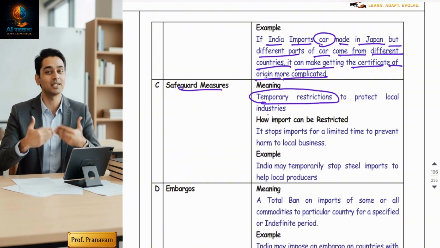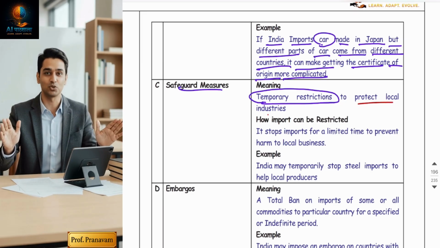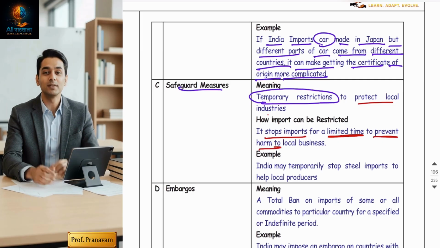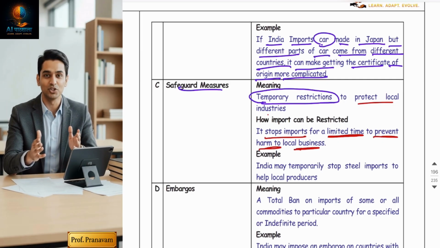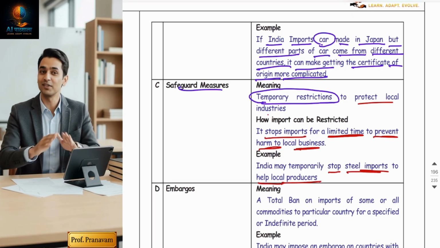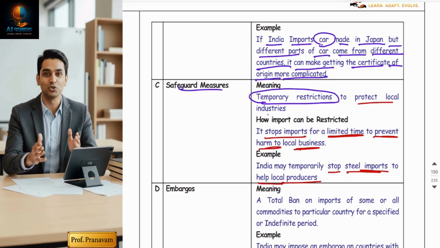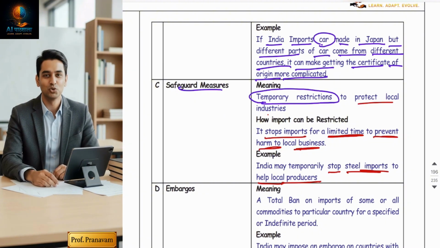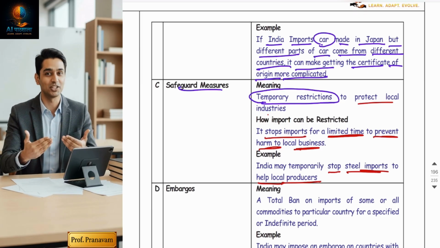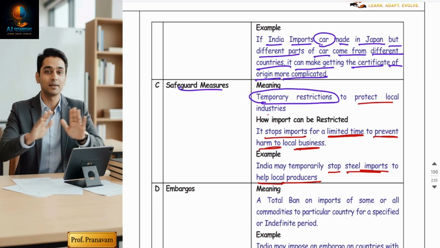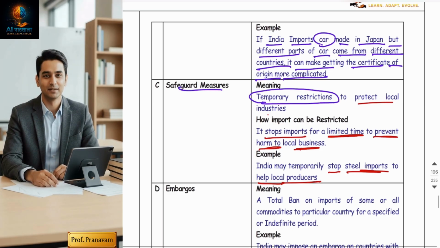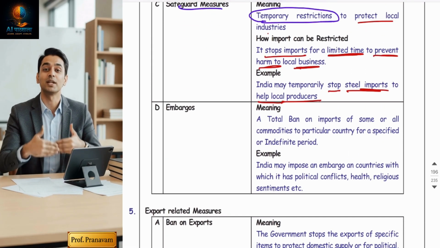Okay, so a safeguard measure is actually a temporary restriction to protect local industries. It stops imports for a limited time to prevent harm to local businesses. Very simple. So India may temporarily stop steel imports to help local producers. For example, local producers have increased steel production. So now restrict the import, otherwise supply will increase and the price will fall. So to protect the industries, for 6 months the supply of steel will be restricted. But it's a temporary restriction, huh?